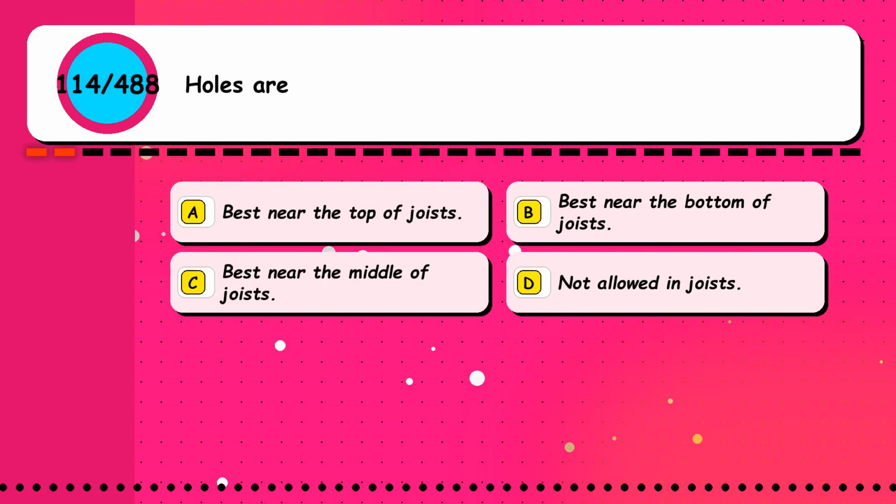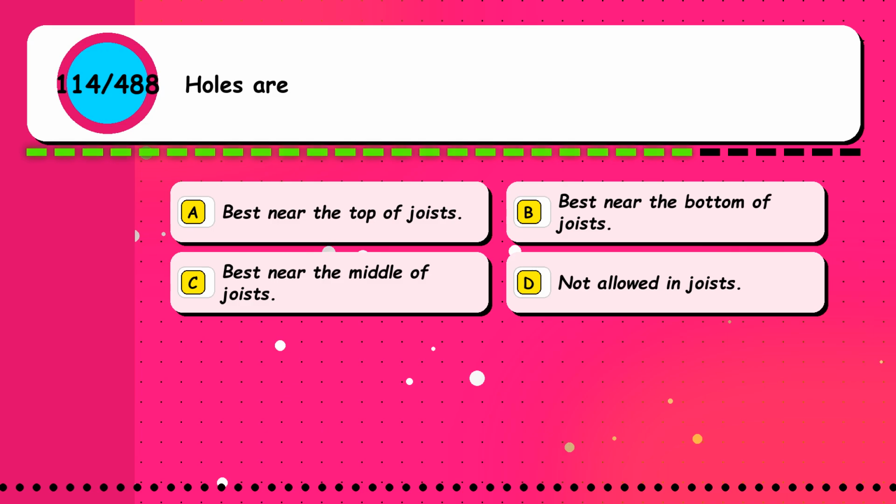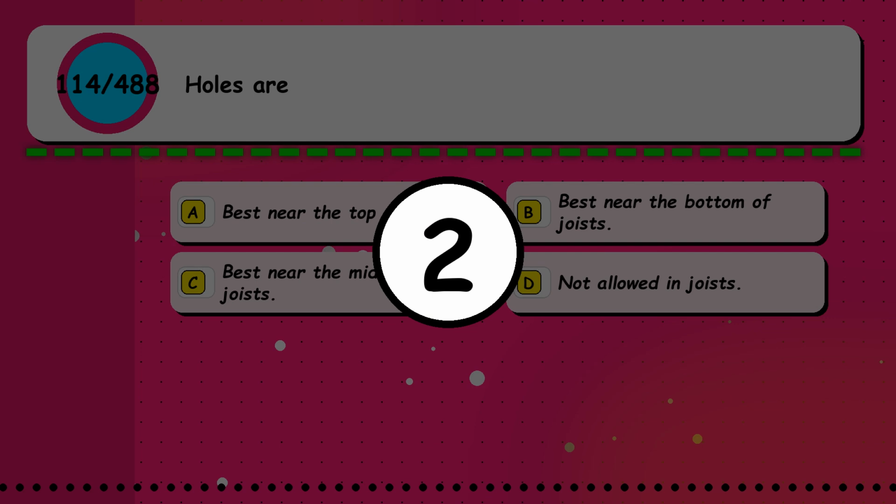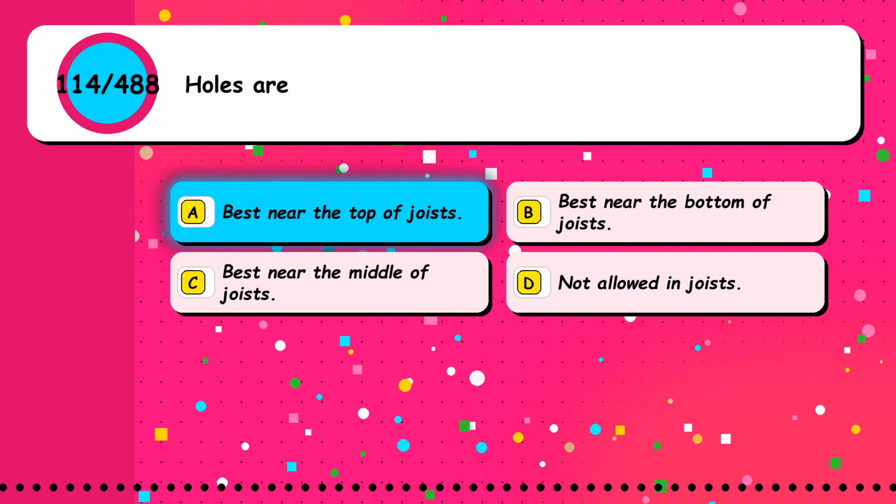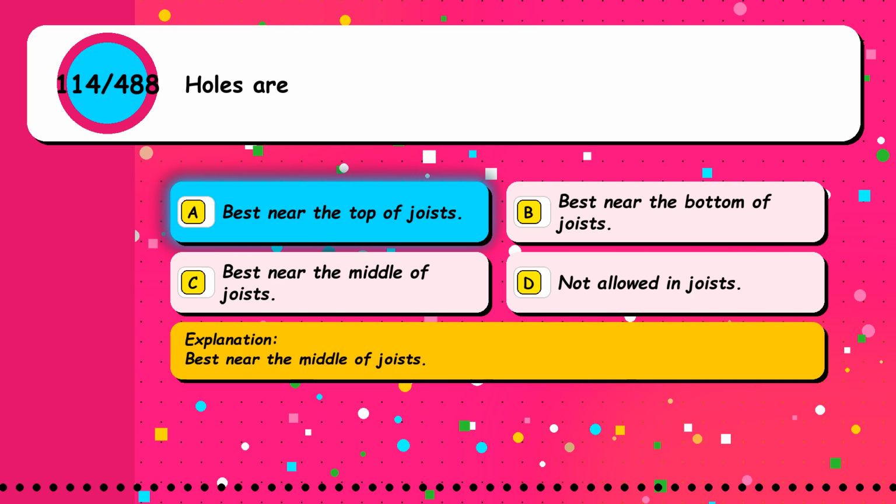Question 114. Holes are: Option A. Best near the top of joists. Option B. Best near the bottom of joists. Option C. Best near the middle of joists. Option D. Not allowed in joists. The correct answer is option A. Best near the top of joists. Best near the middle of joists.